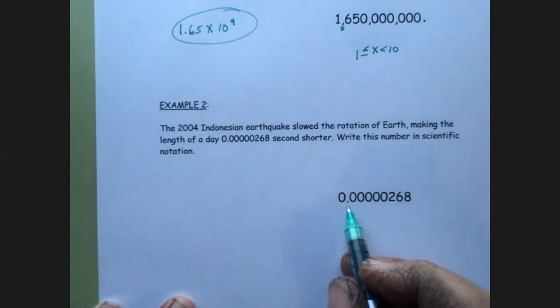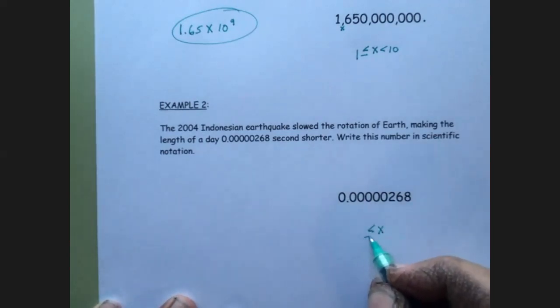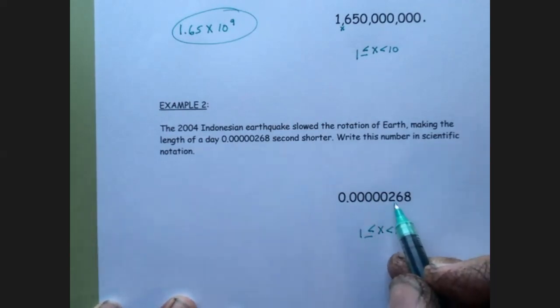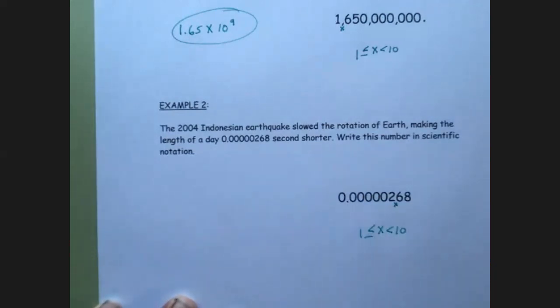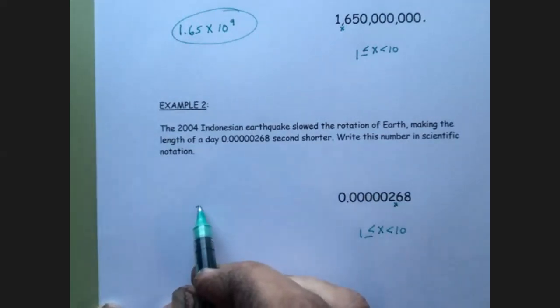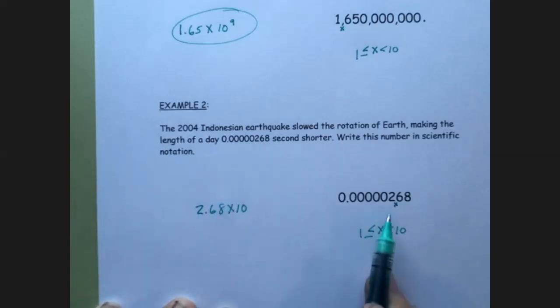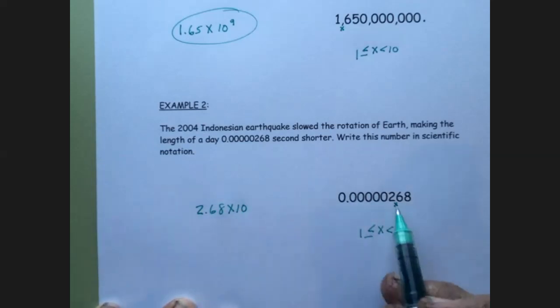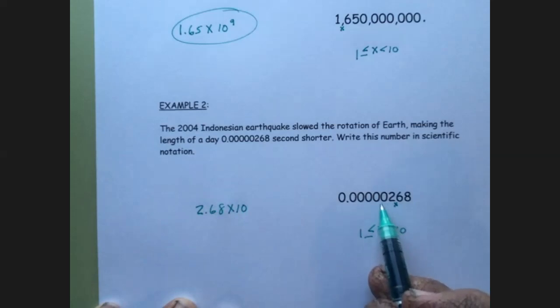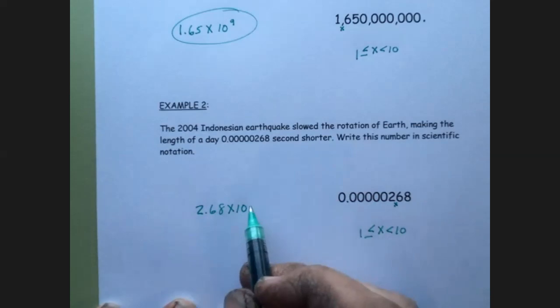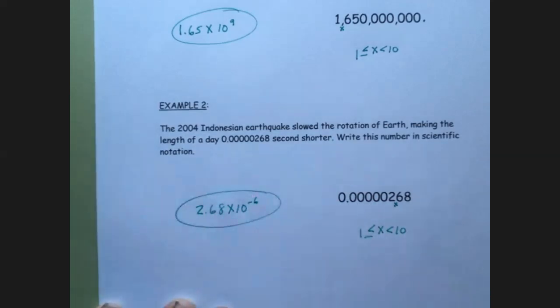So here's my real decimal. I am looking for my range for my factor. It looks like I would need to put it here between the 2 and the 6. That's my fake decimal. 2.68 times 10, and now this number is much smaller than my 2.68, so I would move the decimal 1, 2, 3, 4, 5, 6 to the left, so that would be times 10 to the negative 6th power. Both of these numbers are the same, they are just in a different form.